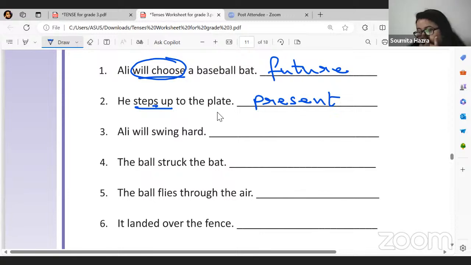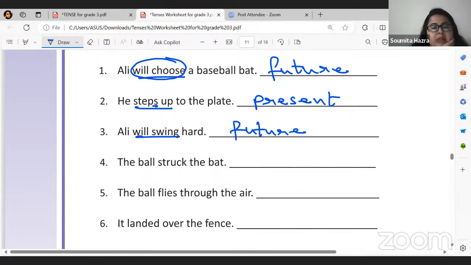Write down like this. If you are writing only the answer, I am not able to understand which question number you are writing the answer of. So write the question number and then write down the answer. Number 3, maybe you are saying number 3 is present. So then write down the question number and then write down the answer. Will swing. Not only swing, will swing is the verb. And what is the tense? Future tense. Very good. Okay, coming to the next one.